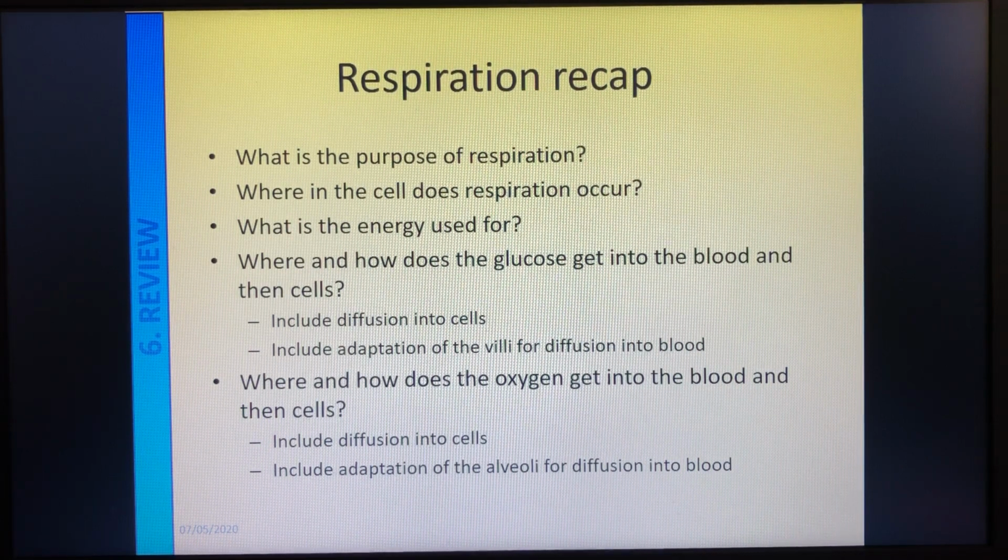Where and how does the glucose get into the blood? It's through the small intestine, through those tiny villi, and it moves in by diffusion and then active transport. Where and how does the oxygen get into the blood and then the cells? It's at the alveoli, and it's by diffusion, going into the capillaries and then being transported to the cells.